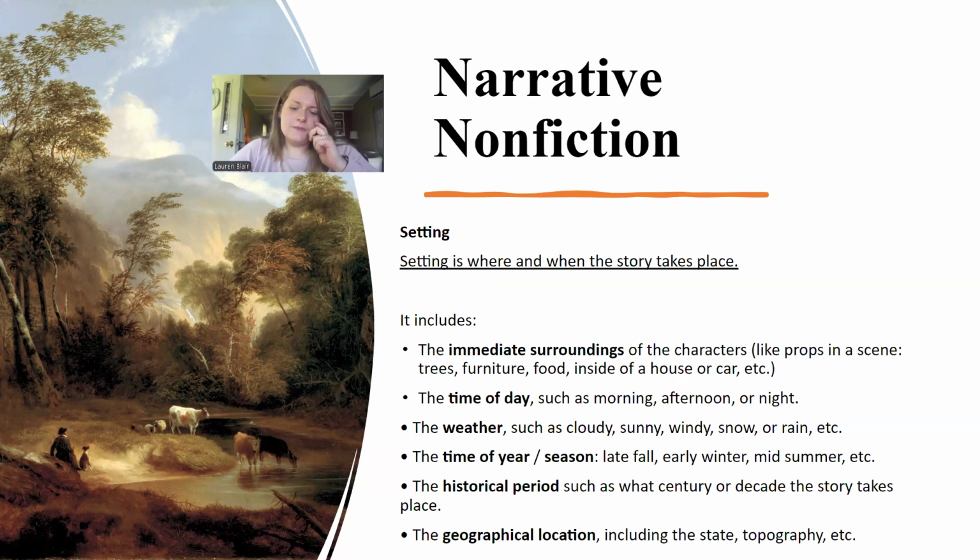You'll also want to be thinking about the time of year it is or the season. Is it late summer and one day it's really hot and the next day it's really cold? Late fall, early winter, whatever it might be. You want to think about the historical period. So if you're writing like a period piece, I don't know if you all are familiar with Bridgerton, but that is an excellent example. You want to really dig in to the period of time you're in.